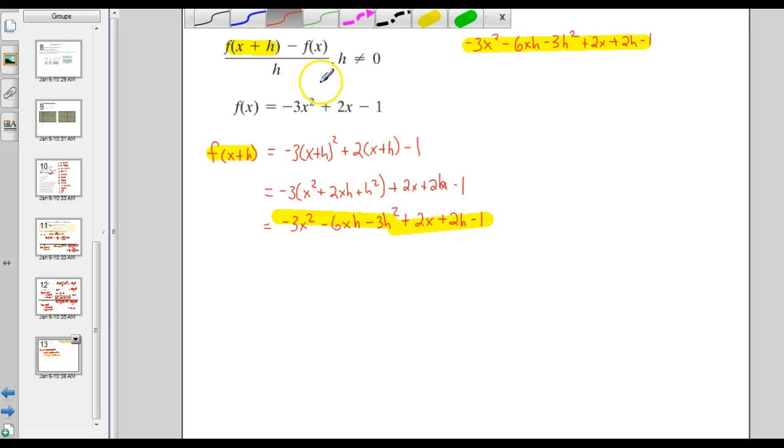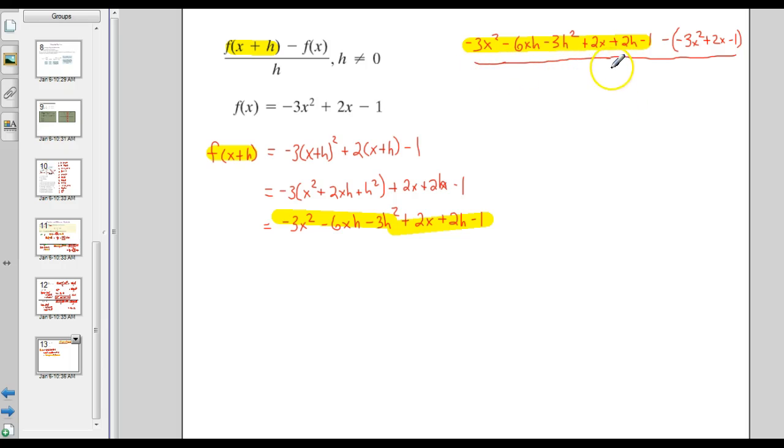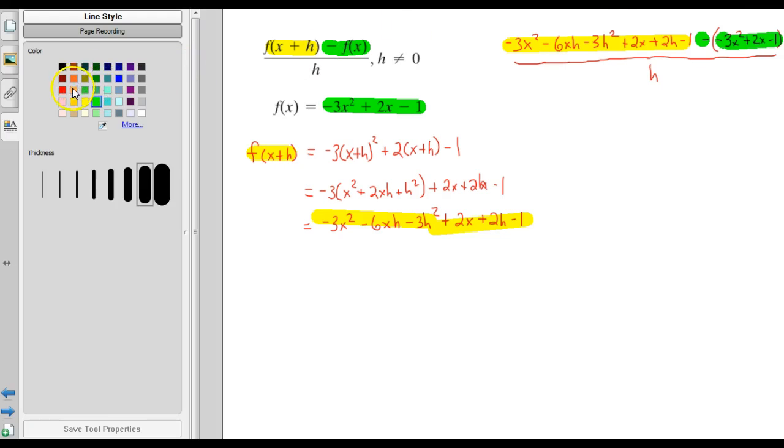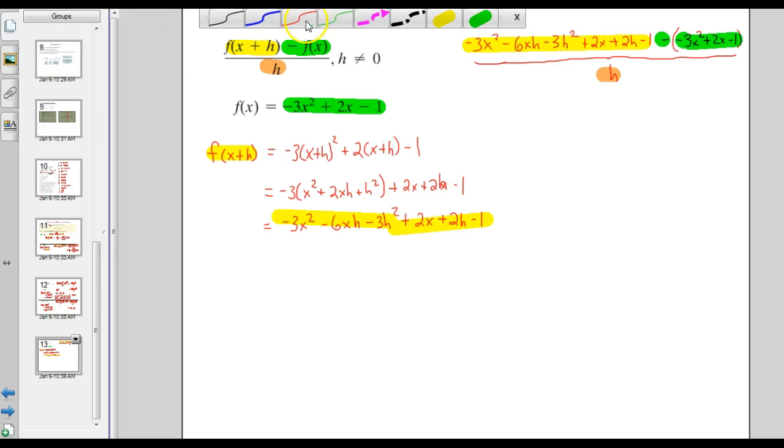Okay? Now, minus f of x. Once again, f of x has subtraction and addition in it, so I'm going to need parentheses. So the original f of x was 3x squared plus 2x minus 1. And then all of that is over h. Okay, so just like before, there's minus f of x, and I'm just plugging in what we did before. And then there's the h on the bottom. So I'm just plugging into the formula what I need to plug into the formula.